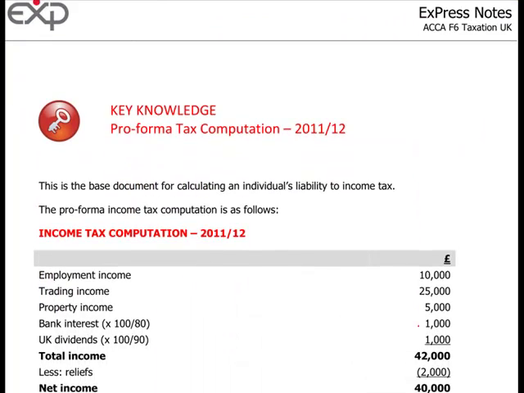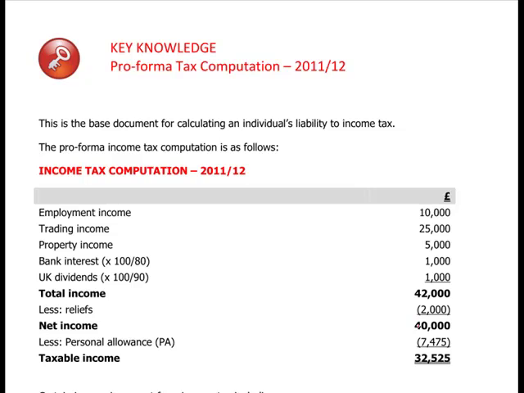Pro forma tax computation, very important to remember this. So for 2011-12, that ends 5th of April 2012, you add up all your income. So you can have income from your employment, salary, trading income, so that's unincorporated businesses. Property income, that's rental income. Bank interest in the UK is paid net, so you have to gross it up by this 100/80 calculation. UK dividends, it's 100/90. There's an assumption that 10% has been paid at source to give you your total income, in this case the 42,000 example.